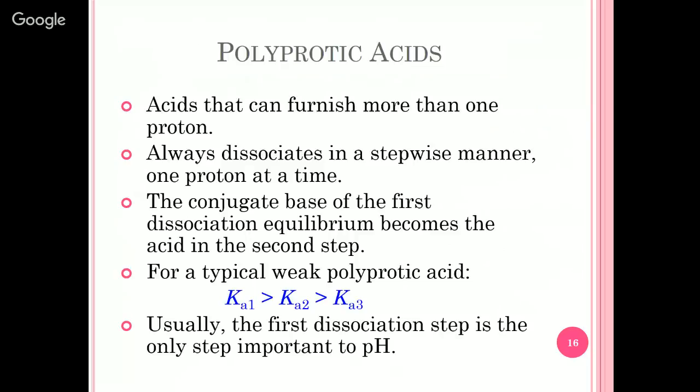Within these, usually the first dissociation step is the only one that's really going to be important to the pH, because as you keep dissociating the next proton and the next proton, very, very little hydronium ion will be created in those successive dissociations.